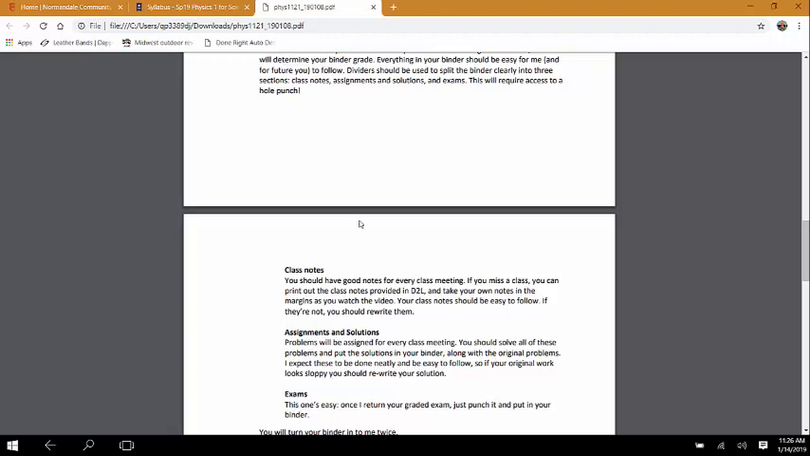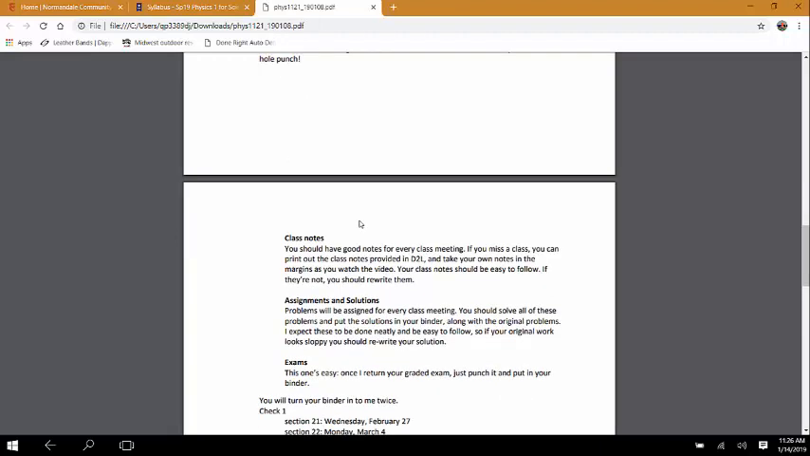But it is important that these are legible. So you can use my notes, you can recopy your notes, or if your notes are pretty readable the first time, that's fine. But make sure they're readable.